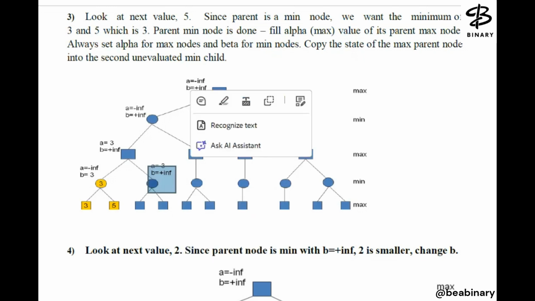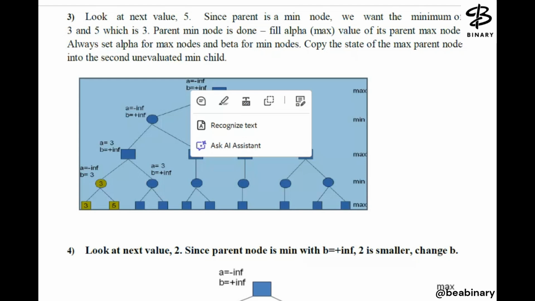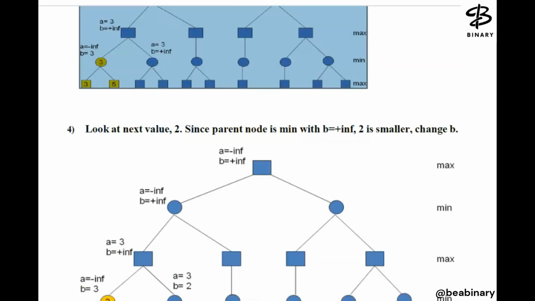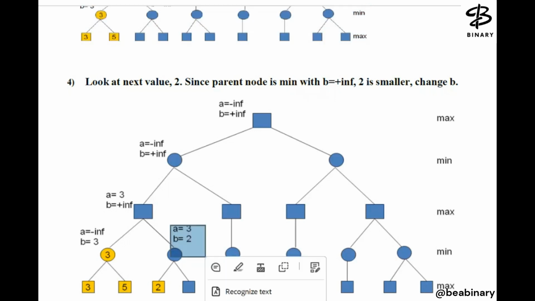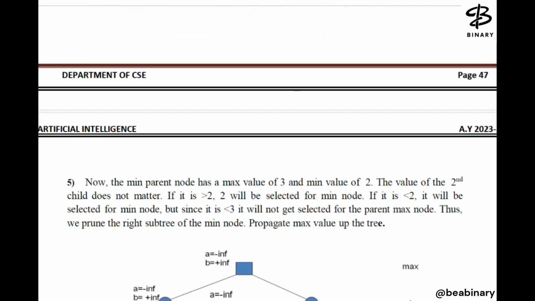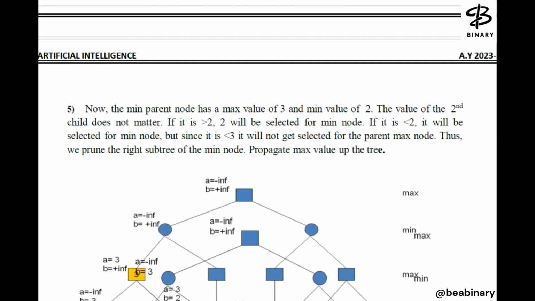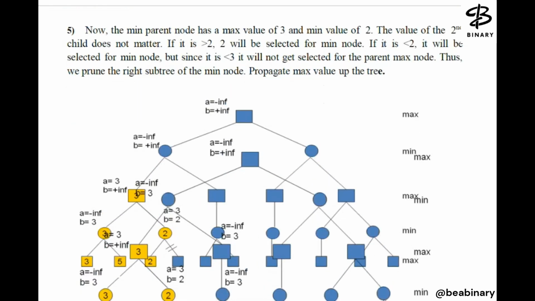Then look at the next value. We find the next value is 2 here. Since the parent node is a min node, we again assign the beta value as plus infinity. 2 is smaller, so we change beta to 2 here. Now the min parent node has a maximum value of 3 and a minimum value of 2. Now we have both values here, the minimum value and the maximum value.